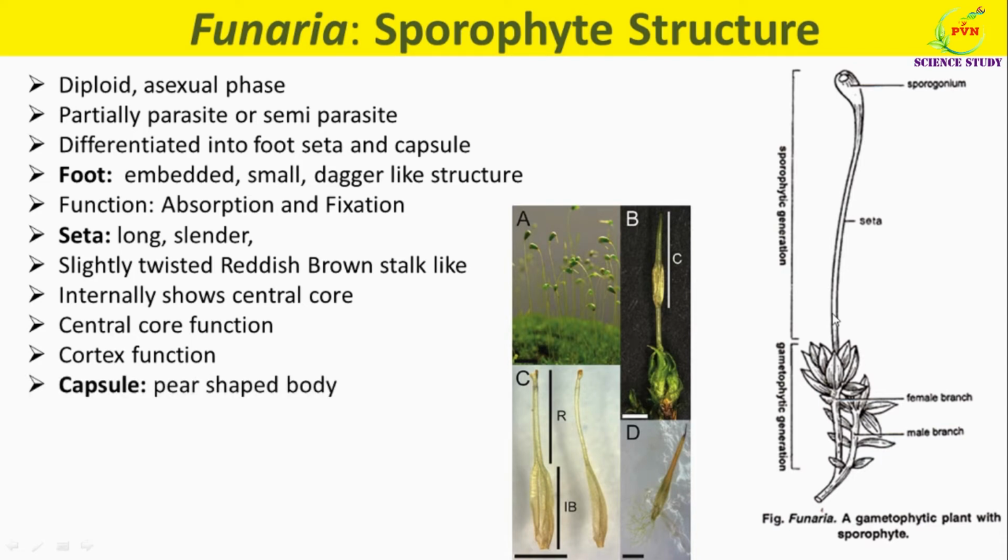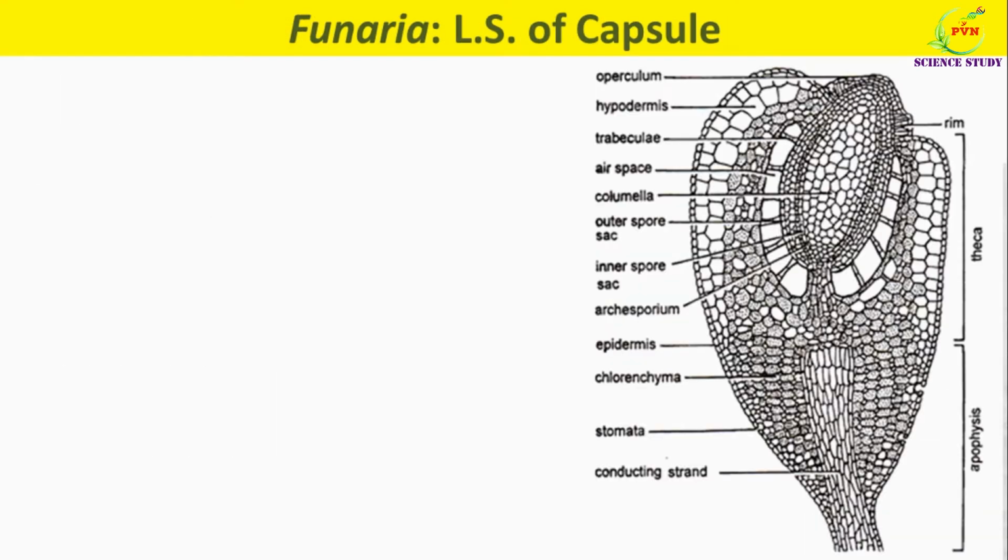And last but very important part is the capsule. Capsule is a highly organized pear-shaped body present at the tip of the seta, as you can see here. The capsule at its distal end bears the remnant of the jacket of the venter and neck called calyptra. Capsule is differentiated into three regions such as apophysis, theca and operculum. We will see all the details of the capsule here.